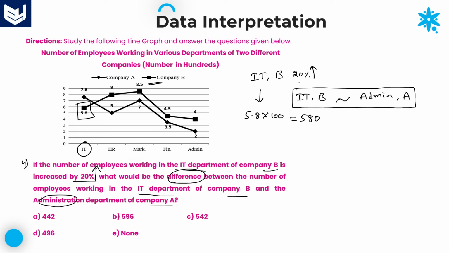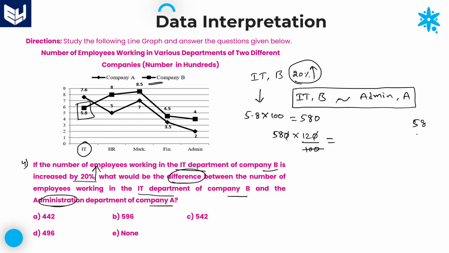Now it is increased by 20 percent. It means the new value becomes 120 percent of the original value. The original value is 580, increased by 20 percent, so the new value becomes 580 into 120 percent. Here two zeros get cancelled. Therefore, the new value of the IT department of company B is 58 into 12.